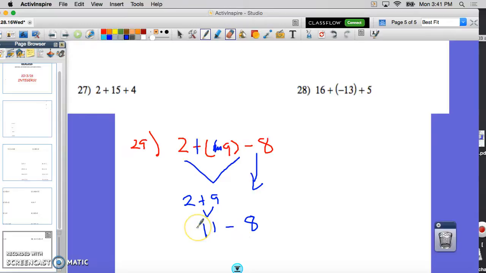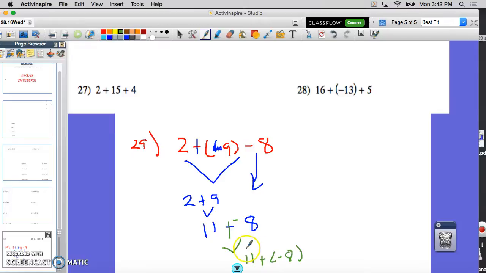There are 2 ways that you can look at this. You're just really looking at 11 minus 8, which is, of course, 3. Or the way I prefer you to look at it is like integers. You have a subtraction problem, so change it to addition and change the sign of the second number. So now what I really have is 11 plus negative 8.